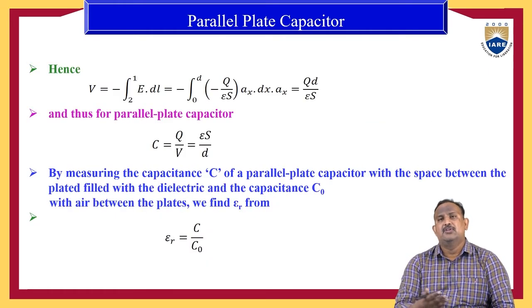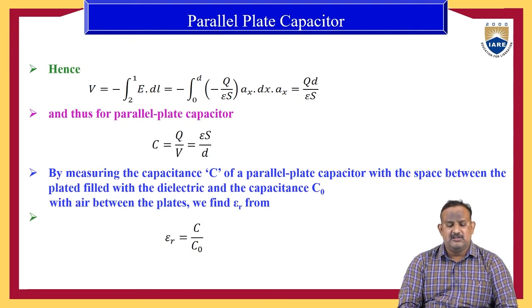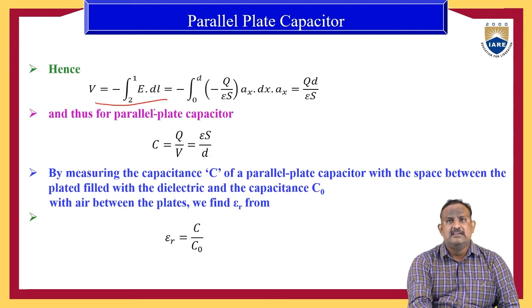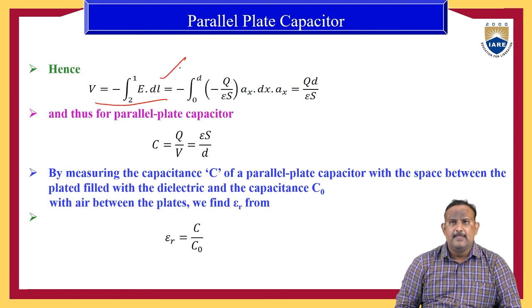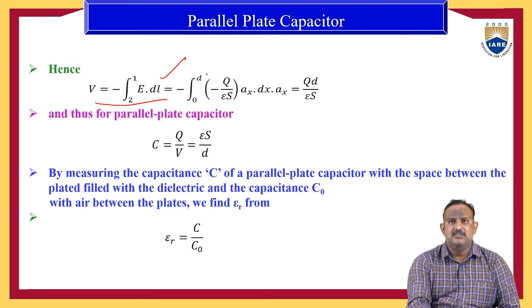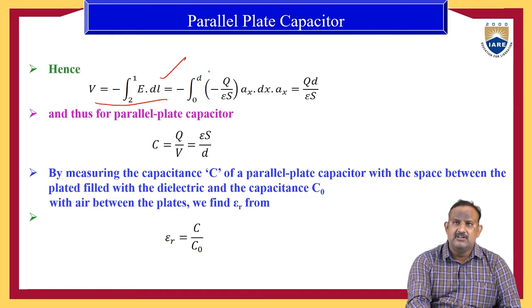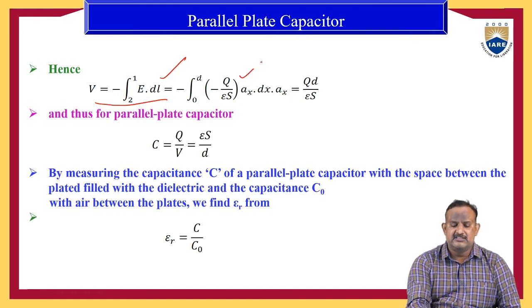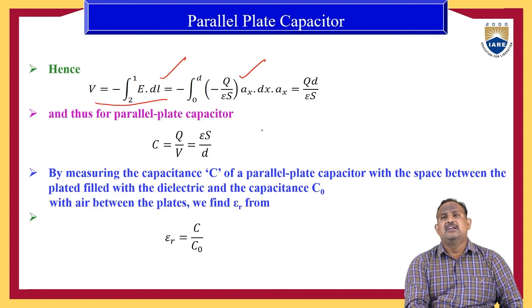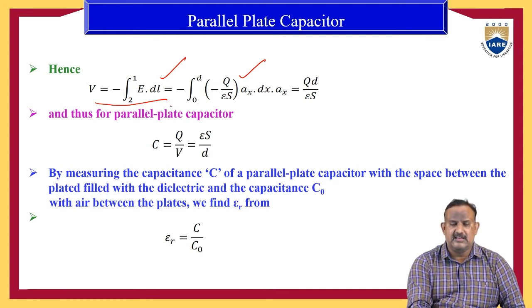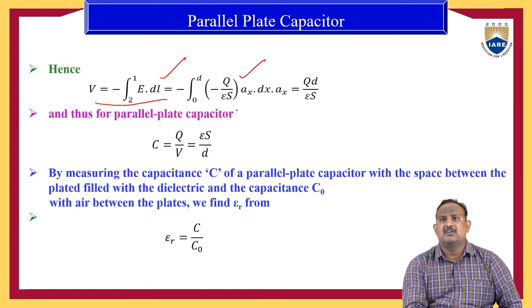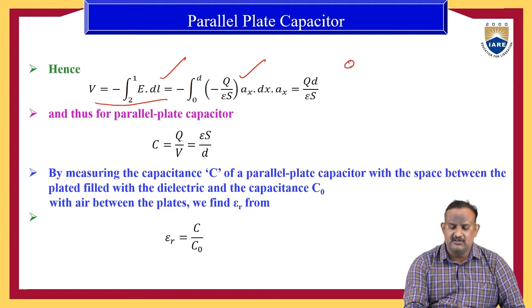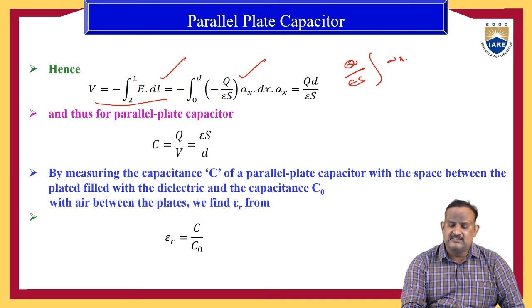Now we need to find the potential. We can find the potential by using the formula V is equal to minus integral 2 to 1 of E dot dl, which is equal to minus integral 0 to d, where the separation between the two plates is d. Therefore, the limits are from 0 to d, and E dx ax, where E is minus Q by epsilon S. If you integrate, minus and minus cancel each other, then Q by epsilon S is a constant.